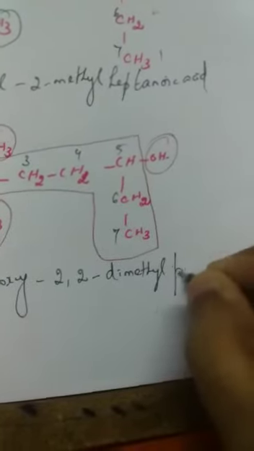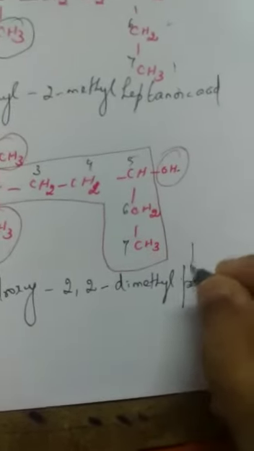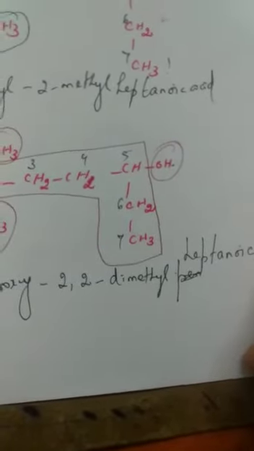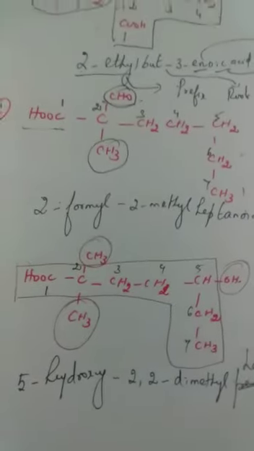Then you have to write the parent word, which is heptanoic acid. Here this is the COOH group, therefore you have to mention it as heptanoic acid. In this way you have to name this one.